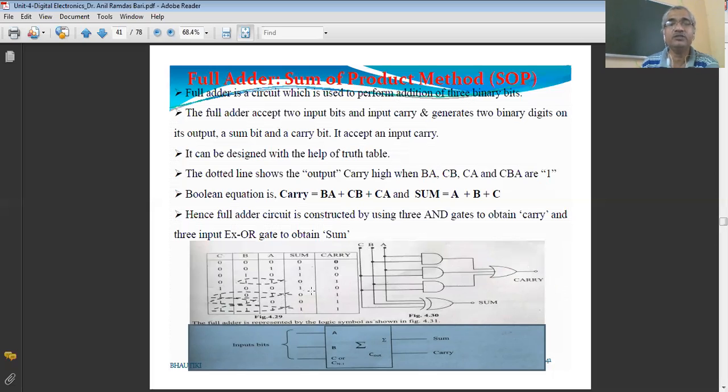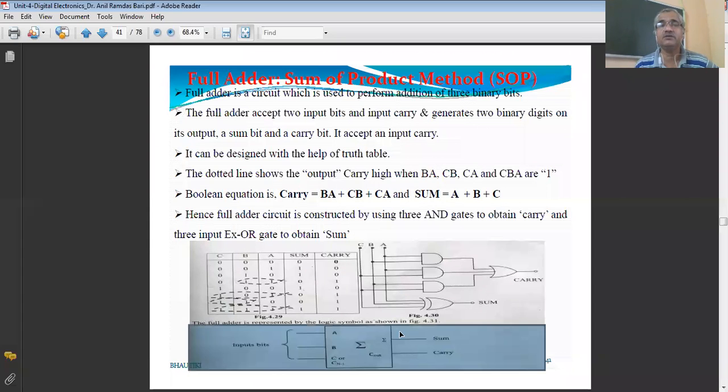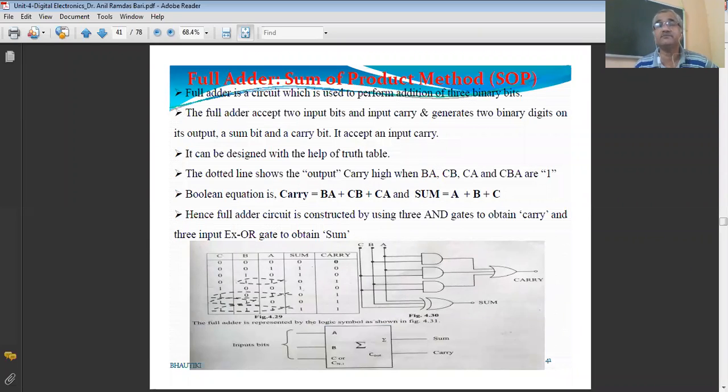So we can verify all these things by putting these values A, B, C from this truth table. So this is the symbol of full adder. So it has 3 inputs, A, B, and C. C input accepts the carry, and it produces the sum and the final carry. So this is the symbol of this full adder circuit. Let us move to the next.